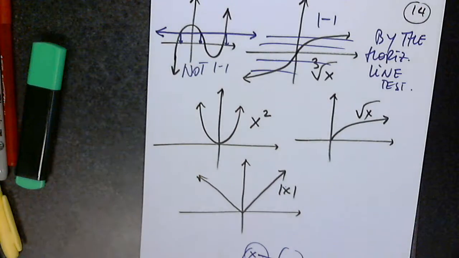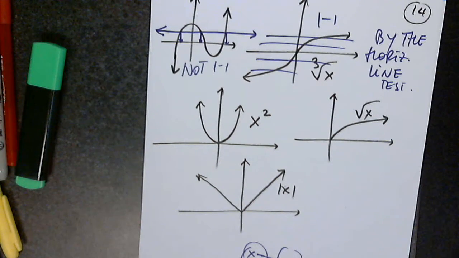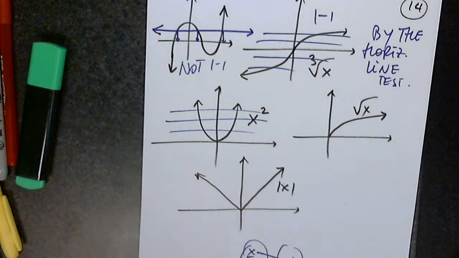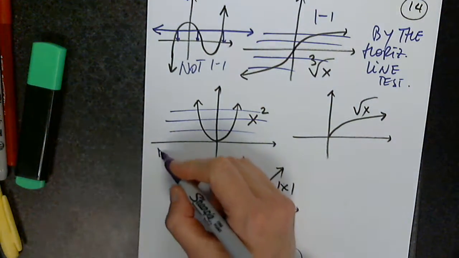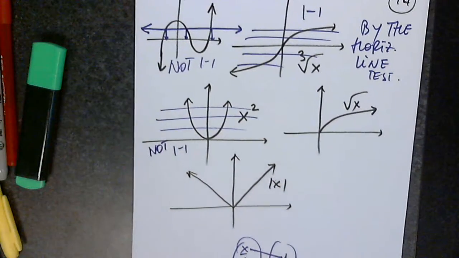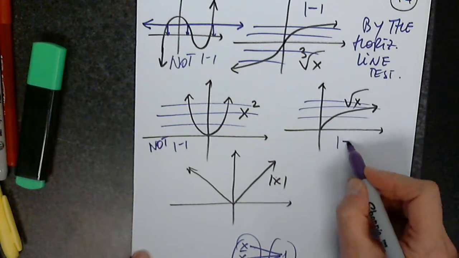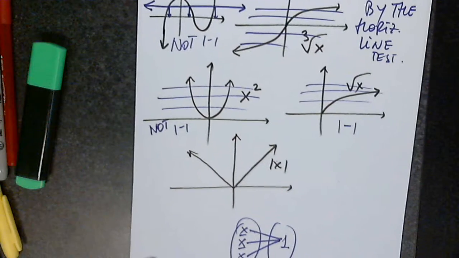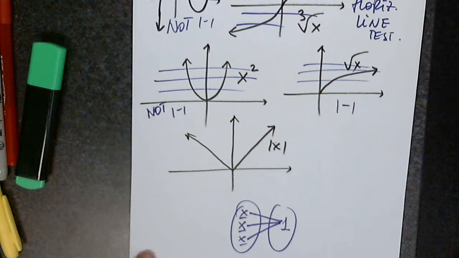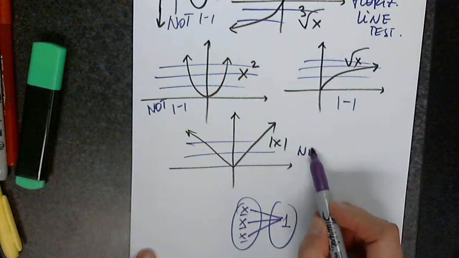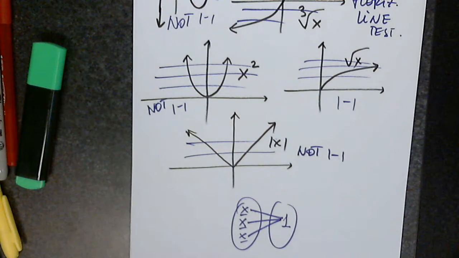Okay, what can you say about x squared? Not one-to-one. It's a function by the vertical line test, but by the horizontal line test it is not one-to-one. What can you tell me about the square root? Yes, by the horizontal line test it is one-to-one. What can you say about the absolute value? Is it one-to-one? No, not one-to-one. Good.